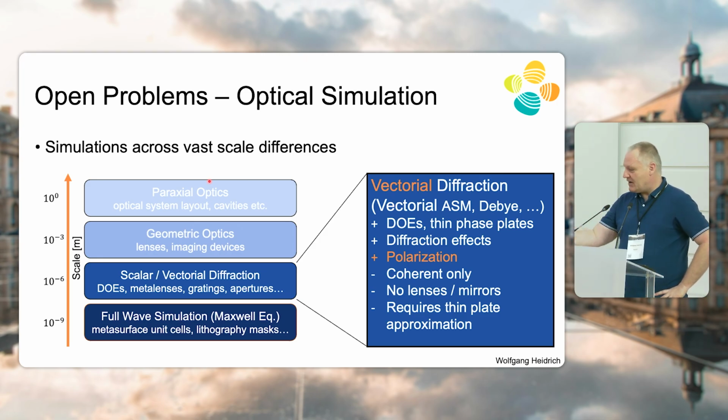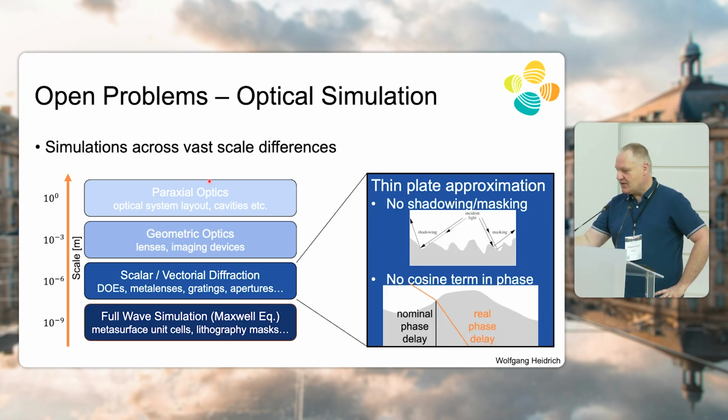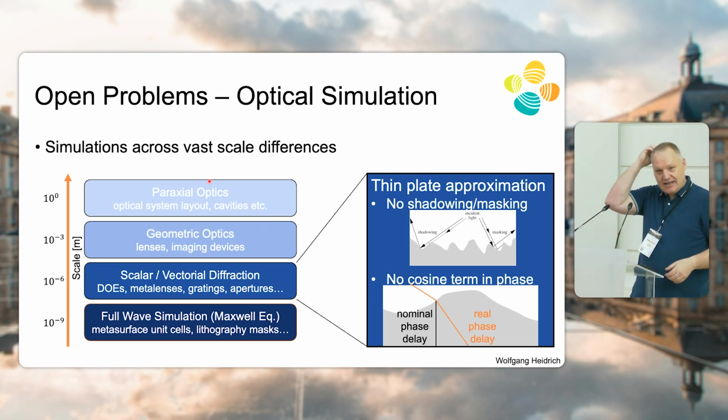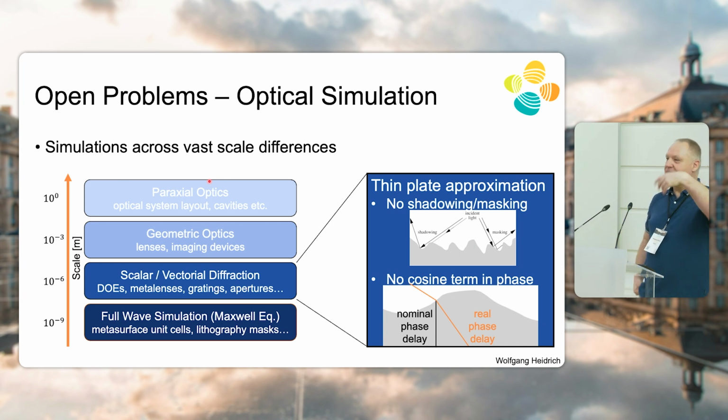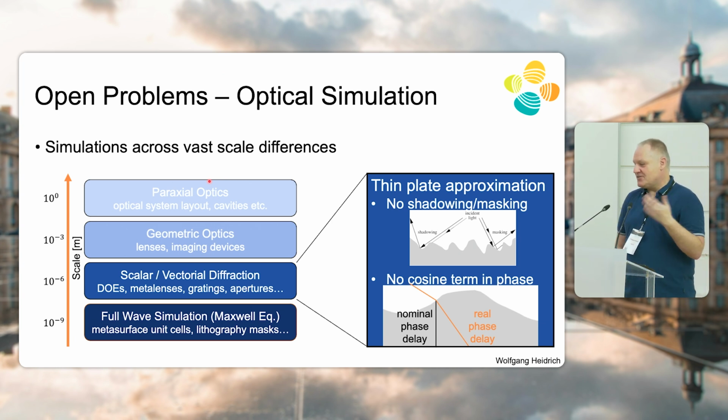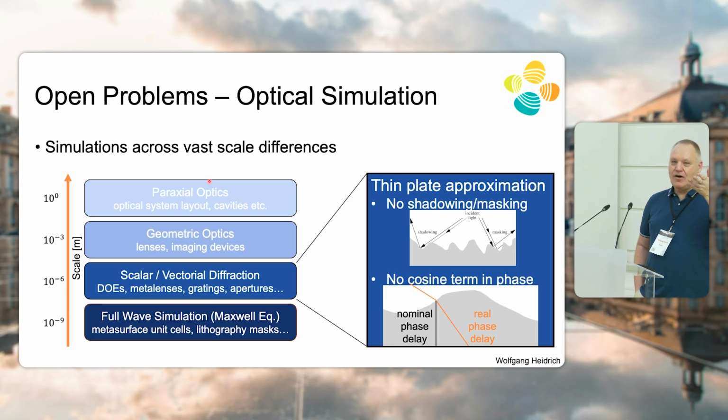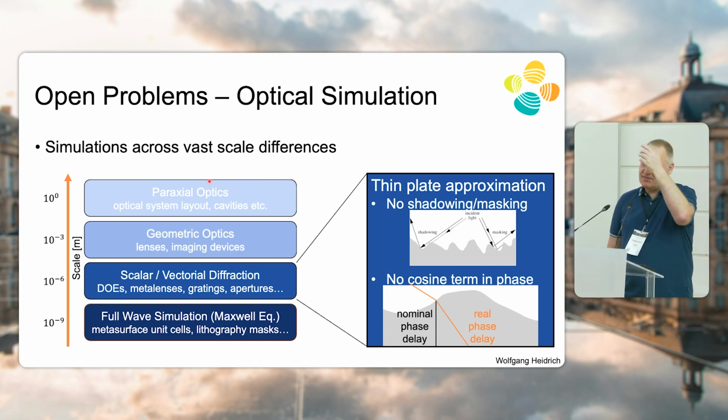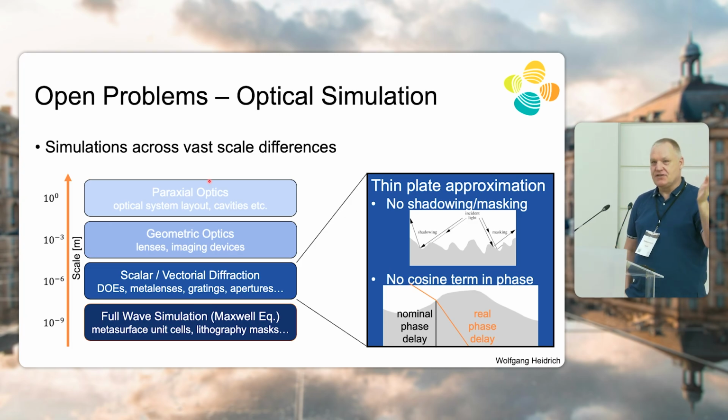Okay, so let me talk about this thin plate approximation. In computer graphics terms, we're ignoring shadowing and masking typically. Your DOE is a height field, and so for normal incidence, there is no shadowing and masking. But if you go off axis, there is shadowing and masking. Things bounce off the sidewalls of the DOEs. Actually, that's completely ignored right now for DOEs.